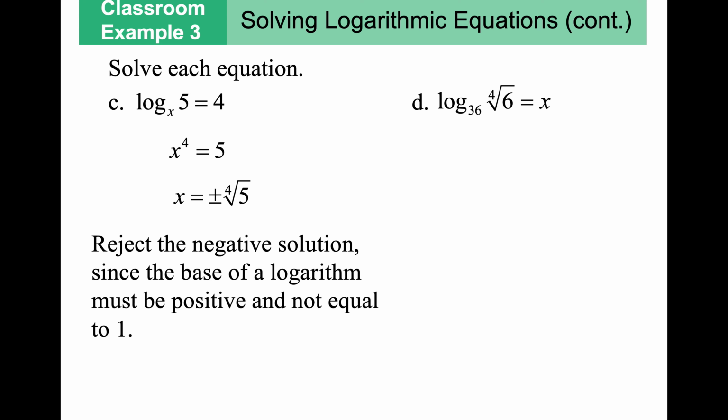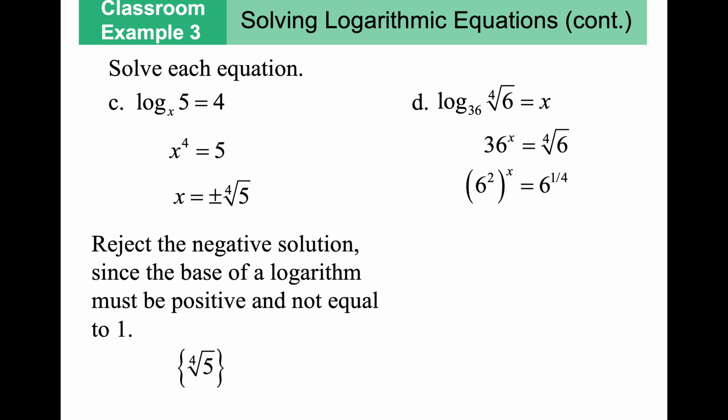Since I can't have a negative answer in the base of a logarithm, I can exclude the -4th root of 5. In D, I'm going to follow the same process. The base stays the base. I swap things around, and I need to figure out how to get 36 to the x to be equal to the 4th root of 6.